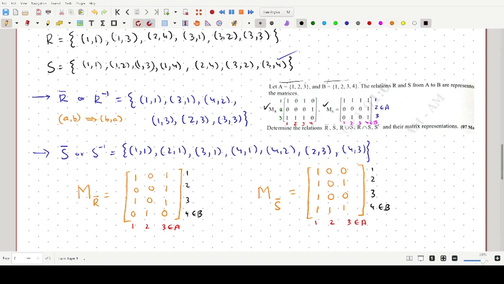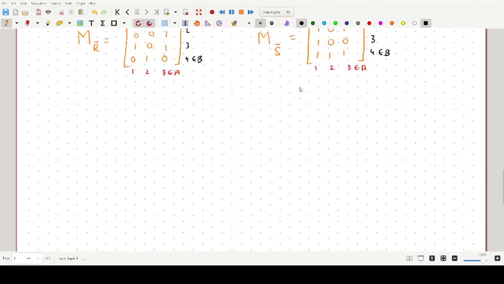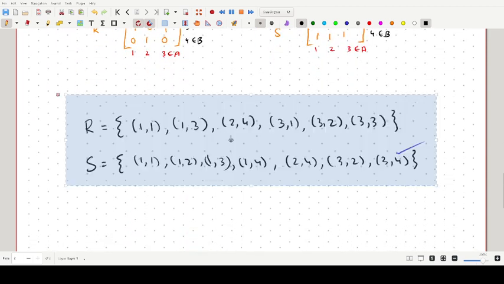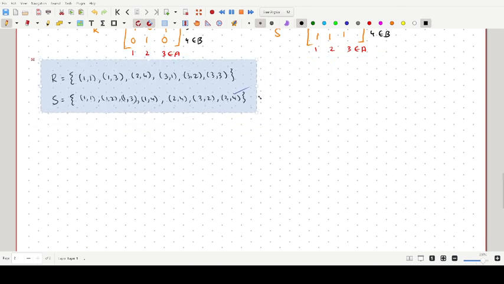Okay, so what we do is, just because of the lack of space, I would want to bring the R and S down here. So that is how our R and S are, right? Okay, so R and S are here. So let's write down R union S. Union means all elements in both the sets, right?